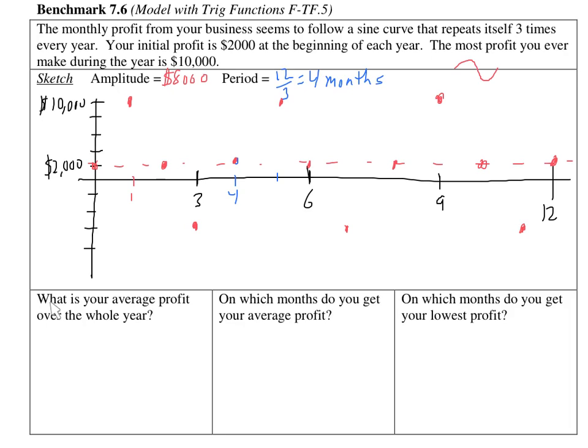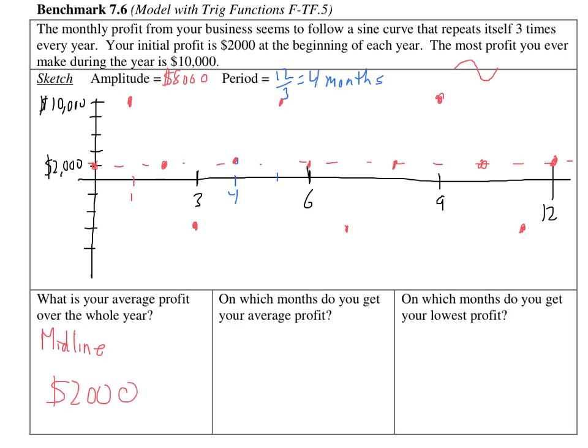Now, what is your average profit over the whole year? The average is the midline. So it's always going to be the midline is your average profit. And you can tell here it's $2,000. Right down the middle. Up, down, up, down. It's right in the middle.